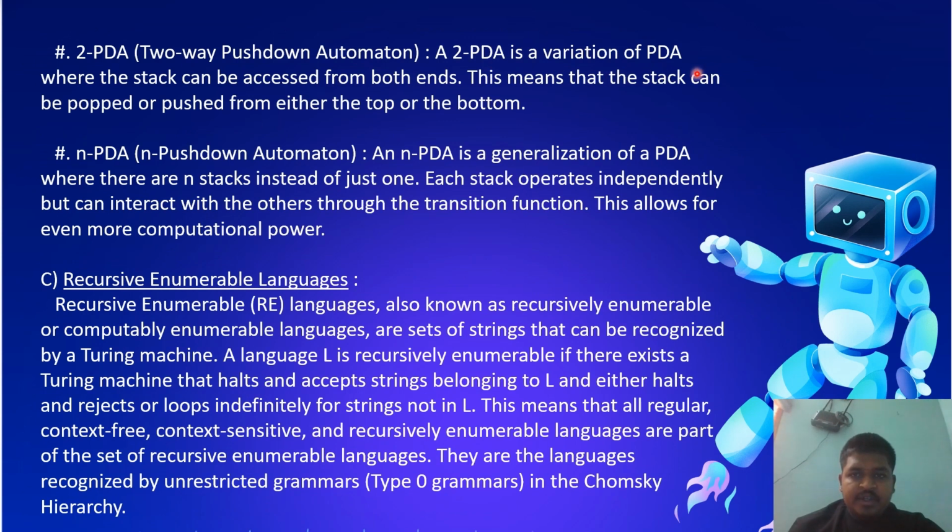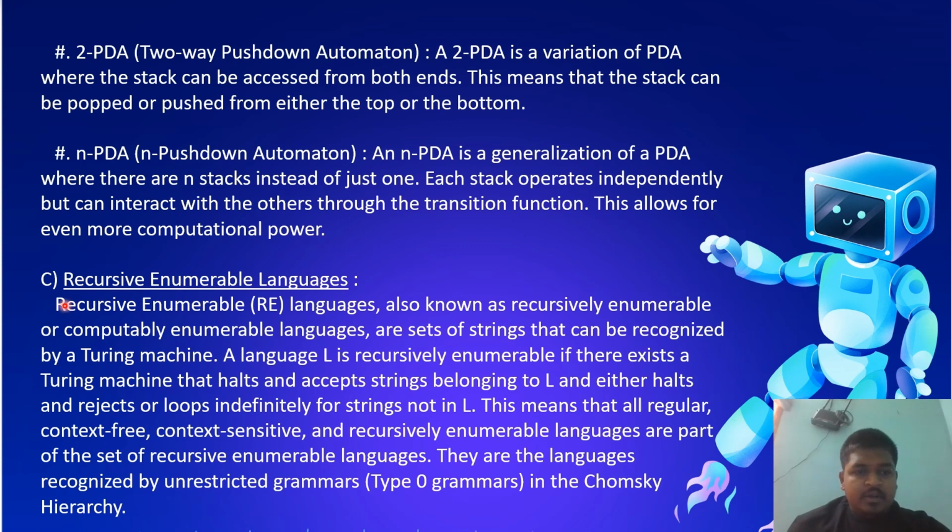2PDA. A 2PDA is a variation of a PDA where the stack can be accessed from both ends. This means that the stack can be popped or pushed from either the top or the bottom. NPDA, nondeterministic pushdown automaton. An NPDA is a generalization of a PDA where there are multiple stacks instead of just one, and each stack operates independently but can interact through the transition function. This allows for even more computational power.